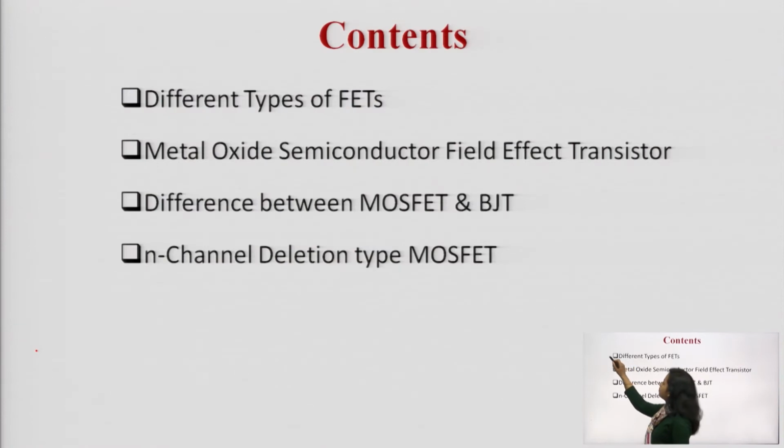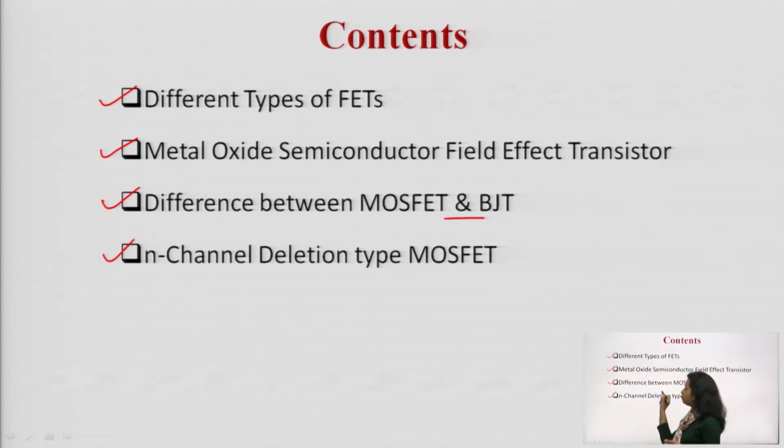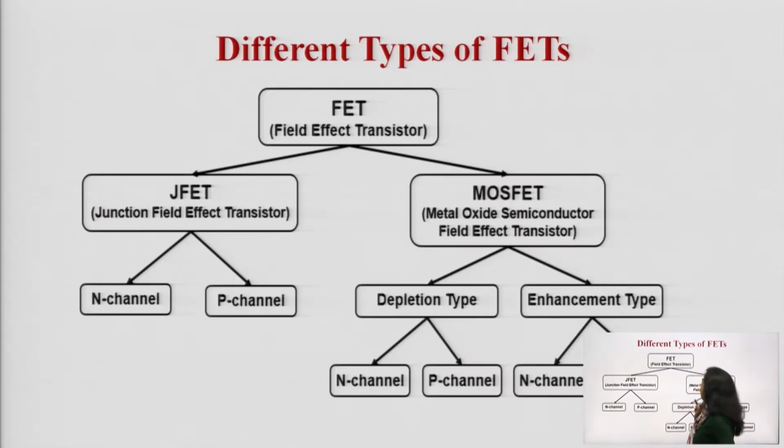What are you going to study? First, I will be discussing the different types of FETs. You must be aware of all types of FETs, field effect transistors. Then the metal oxide semiconductor field effect transistor, which is the MOSFET. Then the difference between the MOSFET and BJT. BJT you have already studied, so you must be aware of the difference between the BJT and MOSFET. Then N-channel depletion type MOSFET, which is actually the major topic of today's session. Right? Let us begin one by one.